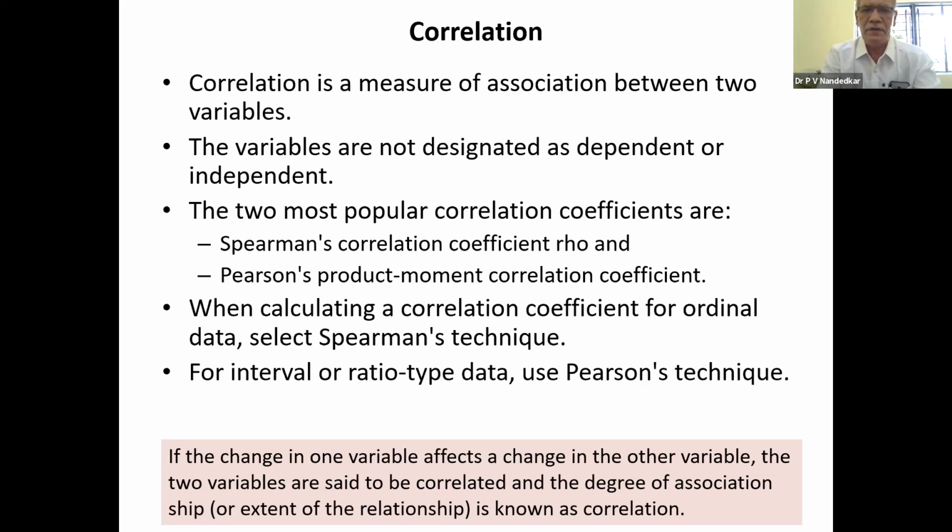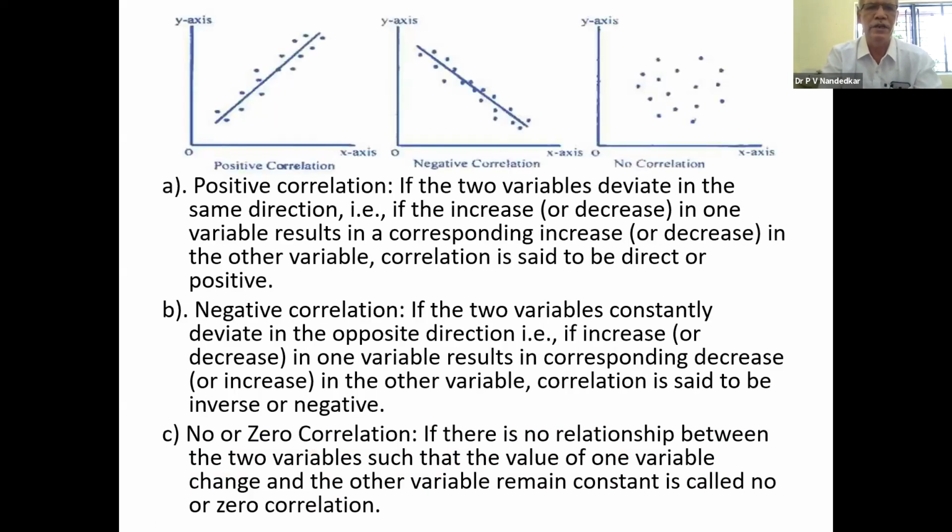When calculating the correlation coefficient for normal data, we usually use Spearman's technique of finding out the correlation. Now, when any change in one variable affects the other variable, the two variables are said to be correlated. The degree of association, the degree of relationship, their degree of dependence on each other, or simply their coexistence, gives us an idea about what exactly the correlation is.